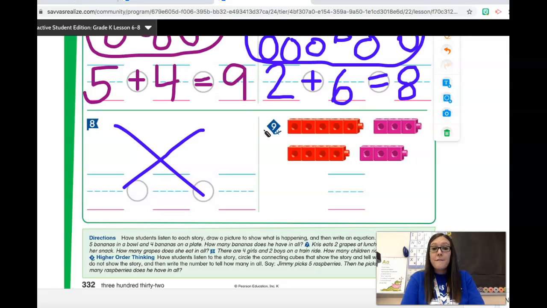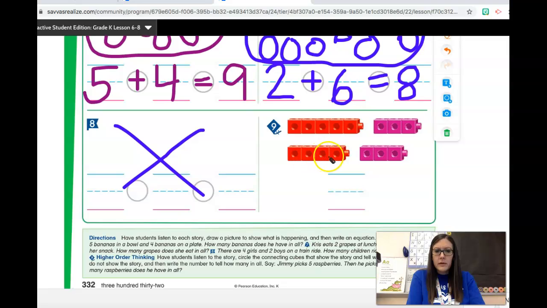Jimmy picks 5 raspberries. Then he picks 3 more. How many does he have in all? Listen again. Jimmy picks 5 raspberries. Then he picks 3 more. How many does he have in all? Which set of counting cubes, this set or this set, matches the story? Draw a circle around the one that you think. Remember, Jimmy picks 5 raspberries and then 3 more. Which one matches? Let's see.